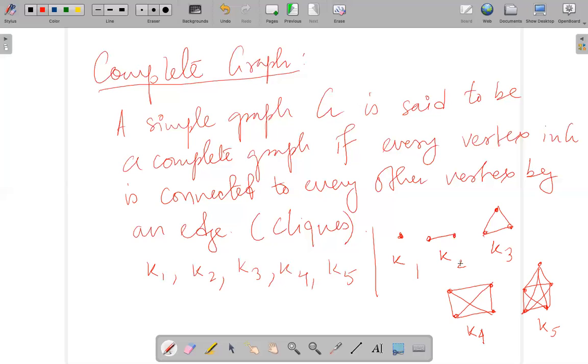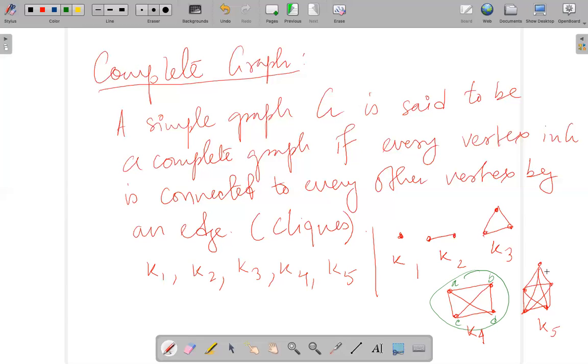So you see, in each of these, every node is connected to every other node by an edge. In each of these graphs, say for instance, let's take K4, this node here, call it A, is connected to B, C, D, all the other nodes in the graph by a direct edge. Okay. So similarly for K5 and all other such cliques.